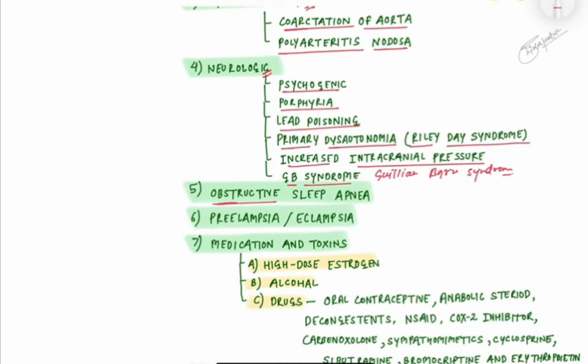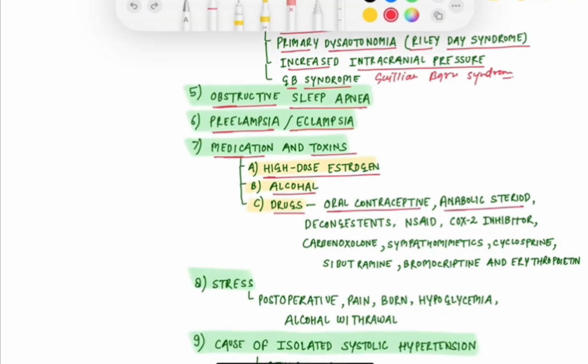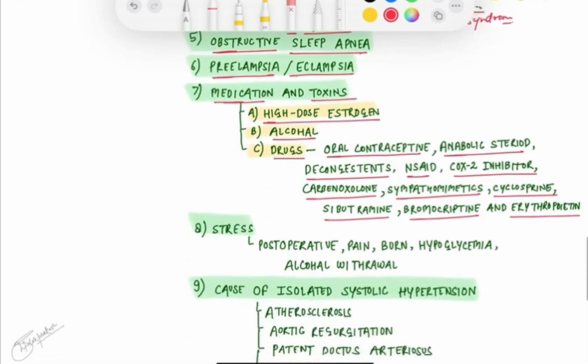Fifth is obstructive sleep apnea, preeclampsia or eclampsia, hypertension in pregnancy. Medications or toxins like high dose of estrogen, alcohol, drugs like oral contraceptives, anabolic steroids, decongestants, NSAIDs, COX-2 inhibitors, carbenoxolone, sympathomimetics, cyclosporin, sibutramine, bromocriptine, and erythropoietin.